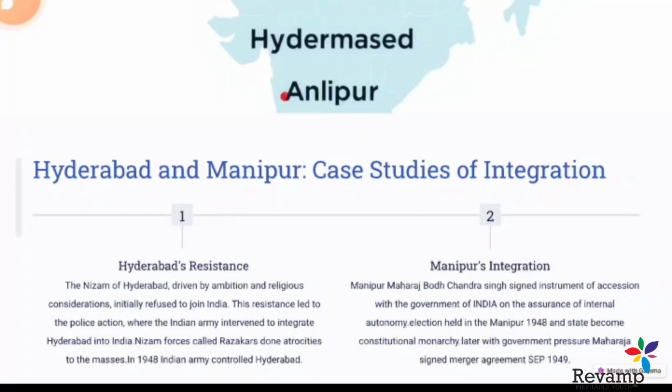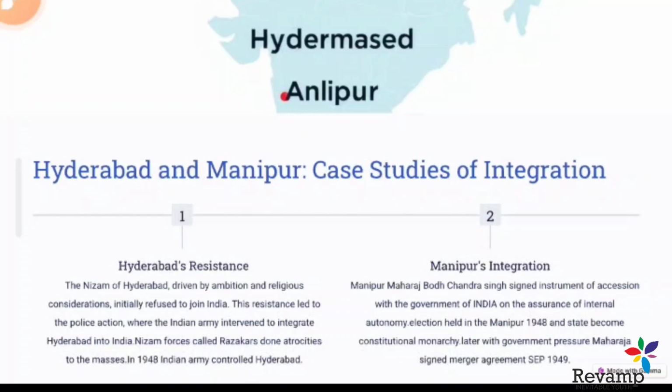And later on, the Maharaja, by force and for convenience, accepted and signed the merger agreement in September 1949. So this is how the integration was done. But this caused a lot of anger and resentment in Manipur, because a large section of the population wanted to remain autonomous. They wanted no interference from the government.